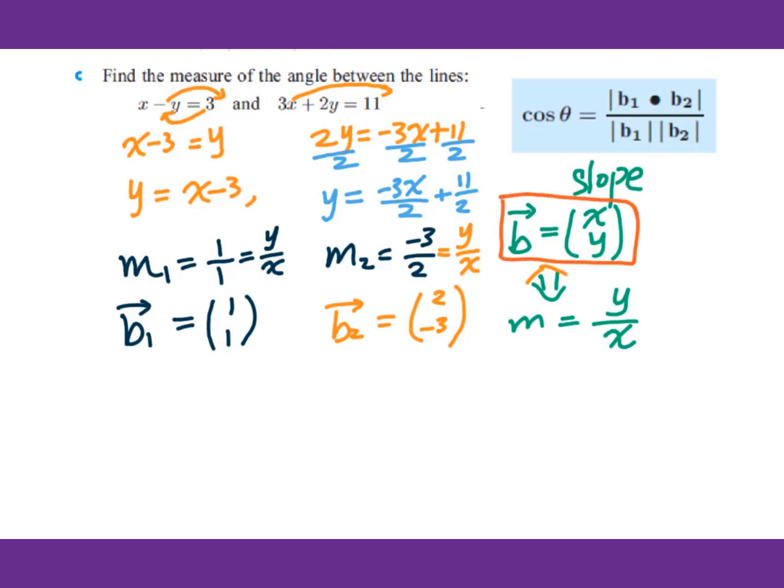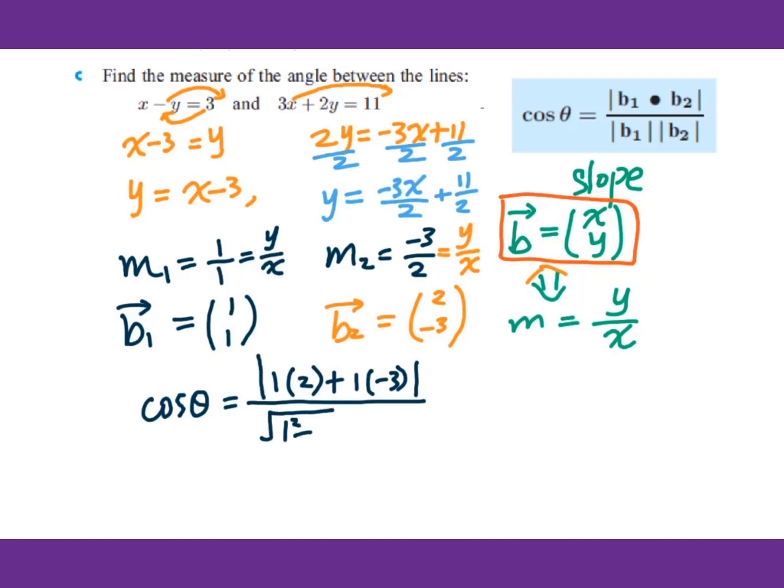Therefore, cosine theta equals the absolute value of b1 dot b2, 1 times 2 plus 1 times negative 3. Don't forget the absolute value. Then the square root of 1 squared plus 1 squared times the square root of 2 squared plus negative 3 squared. You will get numerator 1, denominator the square root of 2 times the square root of 13.